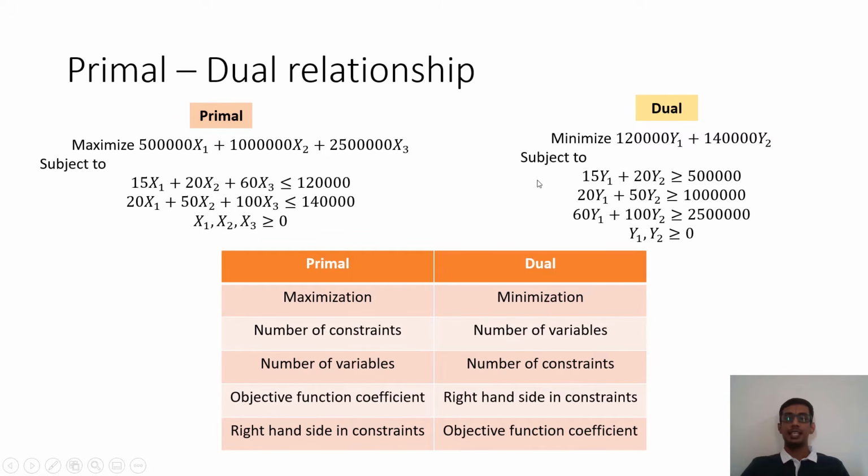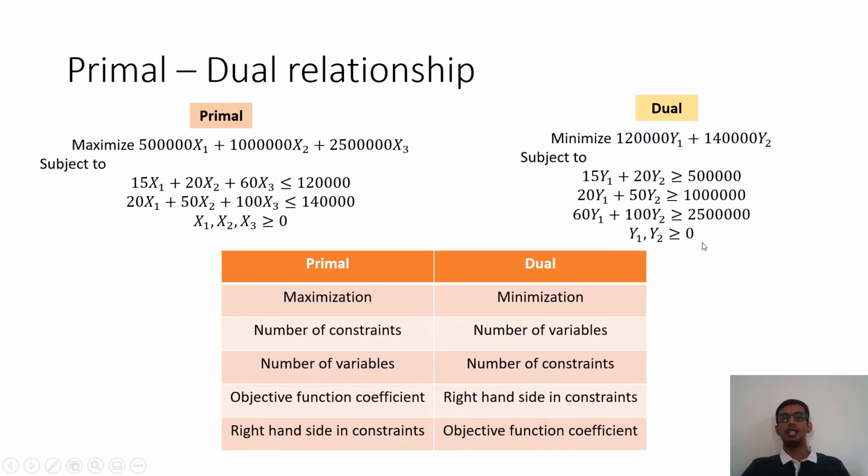In essence, if you are having a primal with a maximization objective with less than or equal to constraints with all variables being greater than or equal to 0, what you would generate is a dual with a minimization with greater than or equal to constraints and the variables being non-negative.